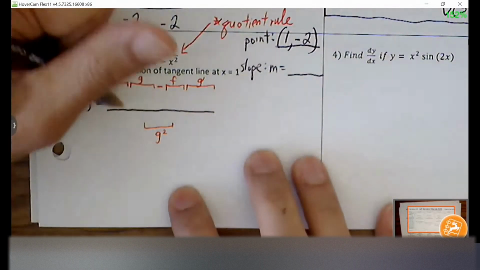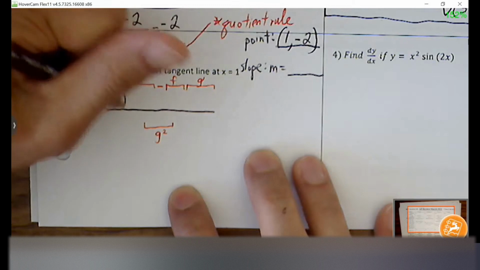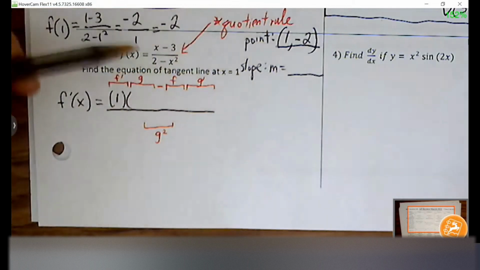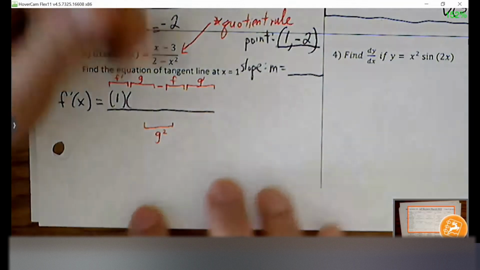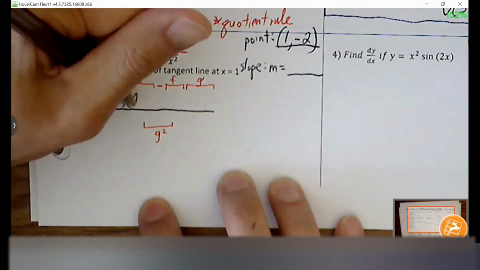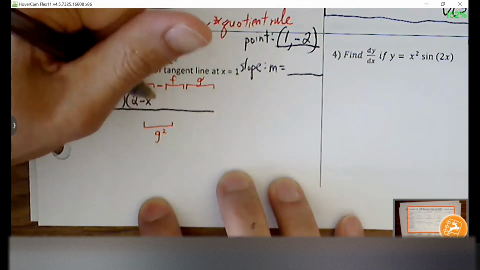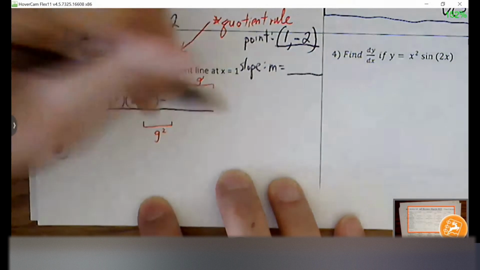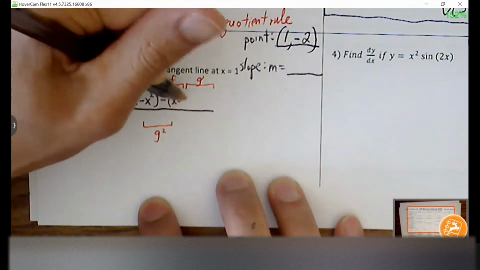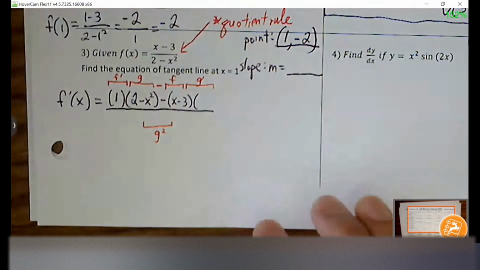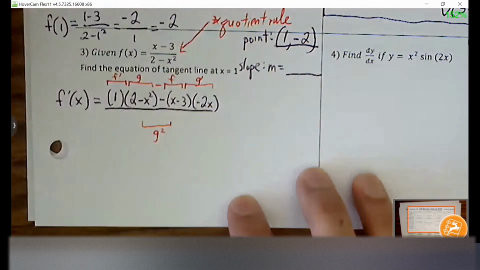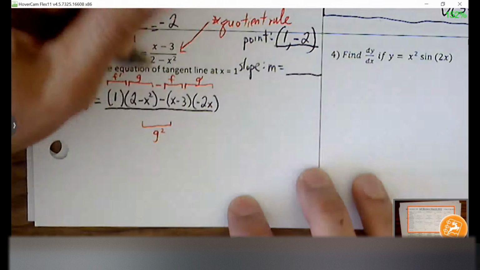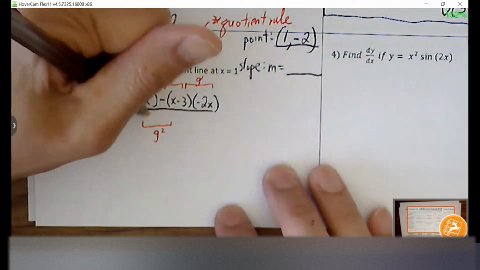f prime times, oh, and then the f is the top portion, and I'm treating g as the bottom portion here. The original g function, no changes, minus f, and then g prime, all over my denominator, original denominator squared.